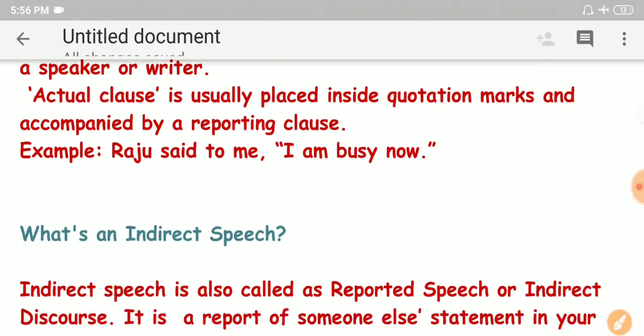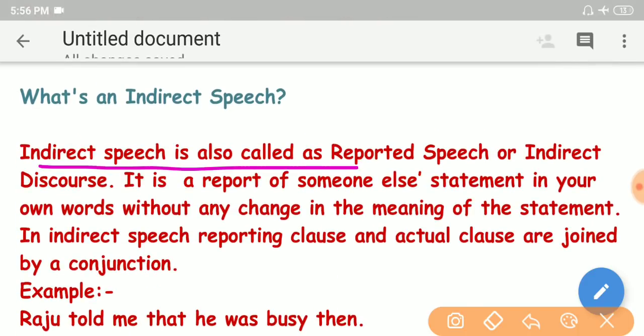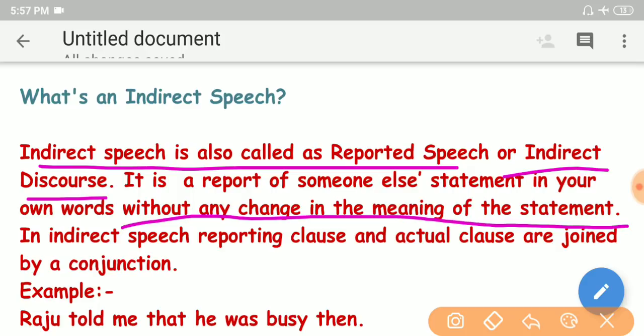Let us go and learn what is indirect speech. Indirect speech is also called reported speech or indirect discourse or indirect narration. It's a report of someone else's statement or words, whatever it may be, in your own words, without changing the meaning. Reporting in your own words without changing any meaning in the statement. That is what we must understand, my dear friends. So in indirect speech, the report is not the exact words or actual words of the speaker. Someone else's statement, someone else's words should be used in your own words without changing the original meaning, my dear friends.